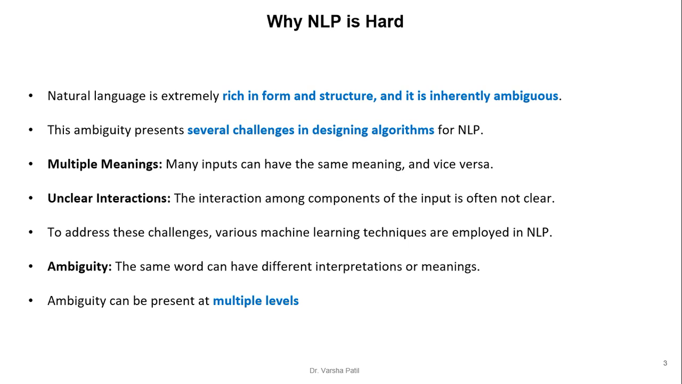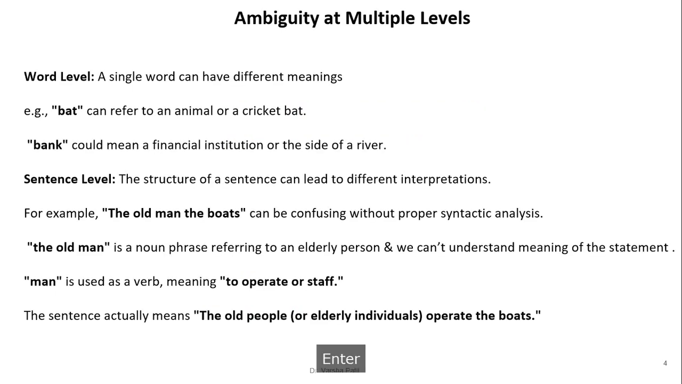Ambiguity: the same word can have multiple interpretations or meanings. Ambiguity can be present at multiple levels. For example, word level. A single word can have different meanings. For example, bat. It can refer to an animal or a cricket bat. And bank. It can be a financial institution or a river bank.